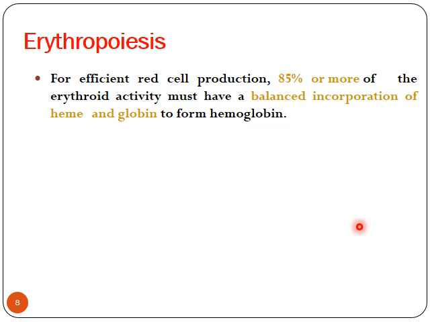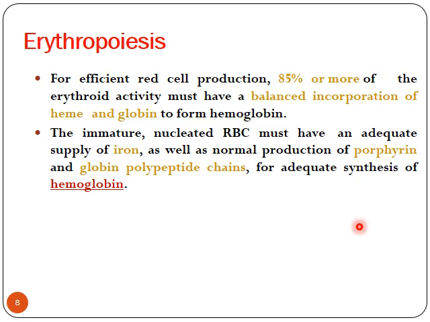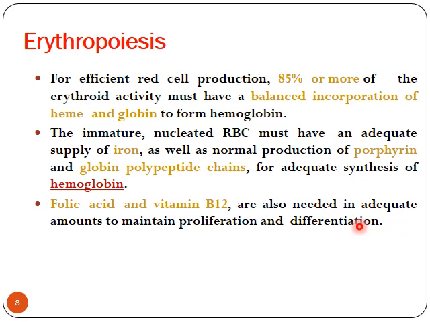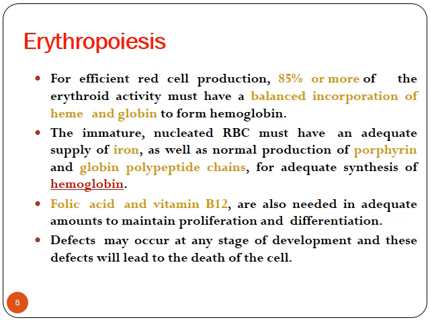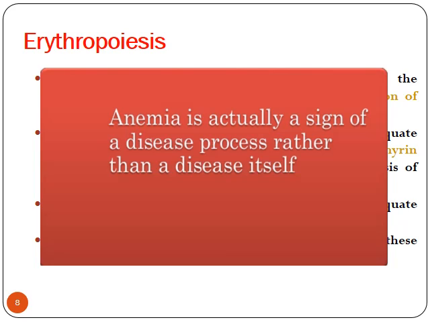So, erythropoiesis requires a balanced incorporation of heme and globin to form hemoglobin. The immature nucleated RBCs must have an adequate supply of iron, as well as normal production of porphyrin and the globin polypeptide chain for adequate synthesis of hemoglobin. Folic acid and vitamin B12 are also needed in adequate amounts to maintain proliferation and differentiation. Defects may occur at any stage of development, and these defects will lead to the death of the cell.